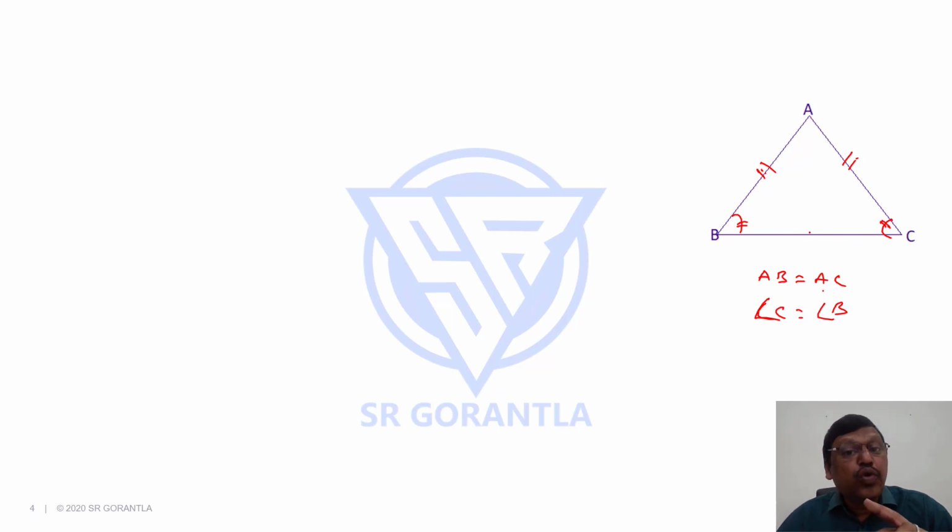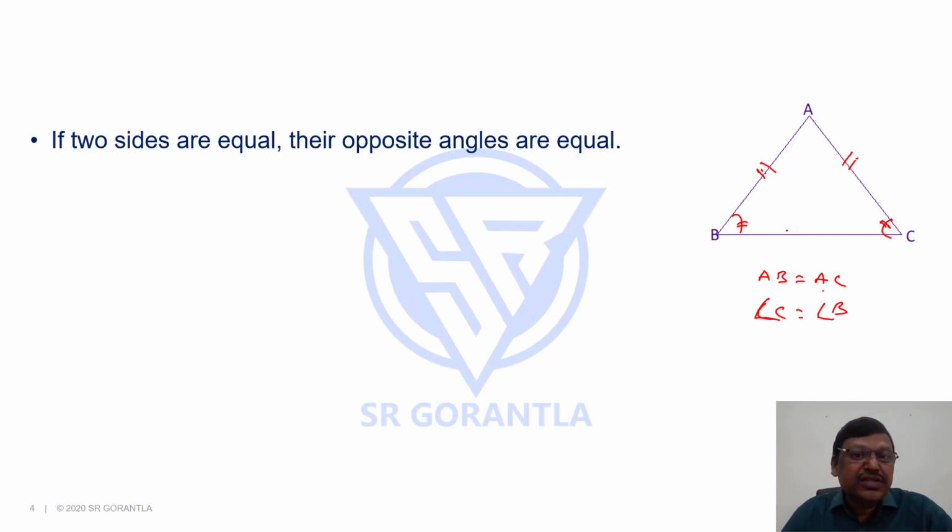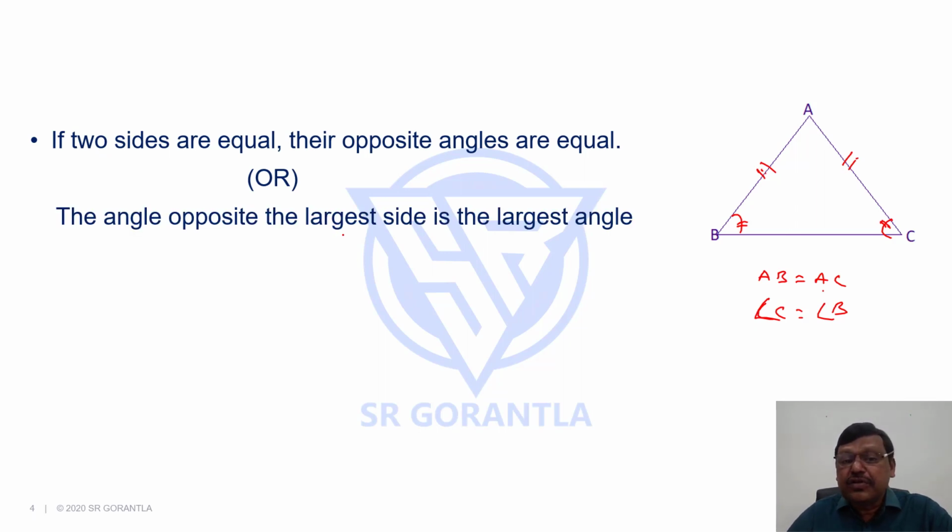Or I can say, conversely, if two angles are equal, their opposite sides are equal. Now, this point also can be expressed like this. The angle opposite to the largest side is the largest angle. What does it mean? Suppose out of these three sides of ABC, BC is the largest side, then its opposite angle, that is angle A, is the largest angle.